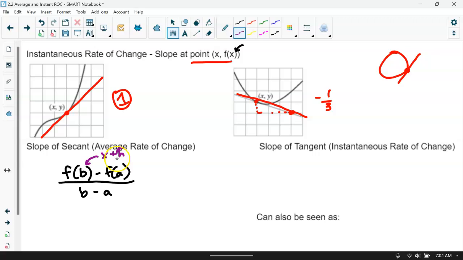Now, h represents the change in x. So h is just another way of representing your change in x. So this is still representing our f of a, and our f of b here. This means, again, b is going to be substituted by x plus h. So we're now going to focus on our variable x here.